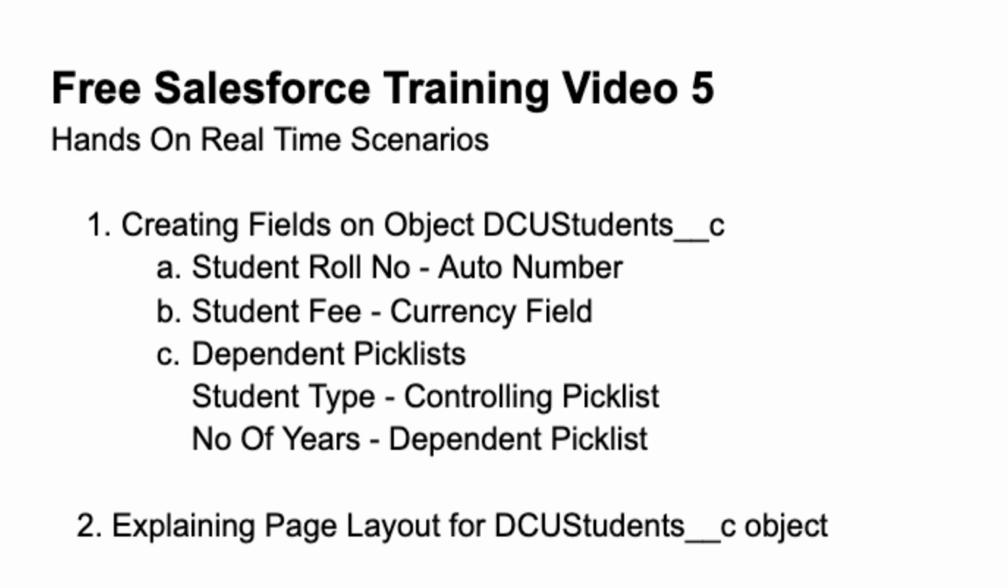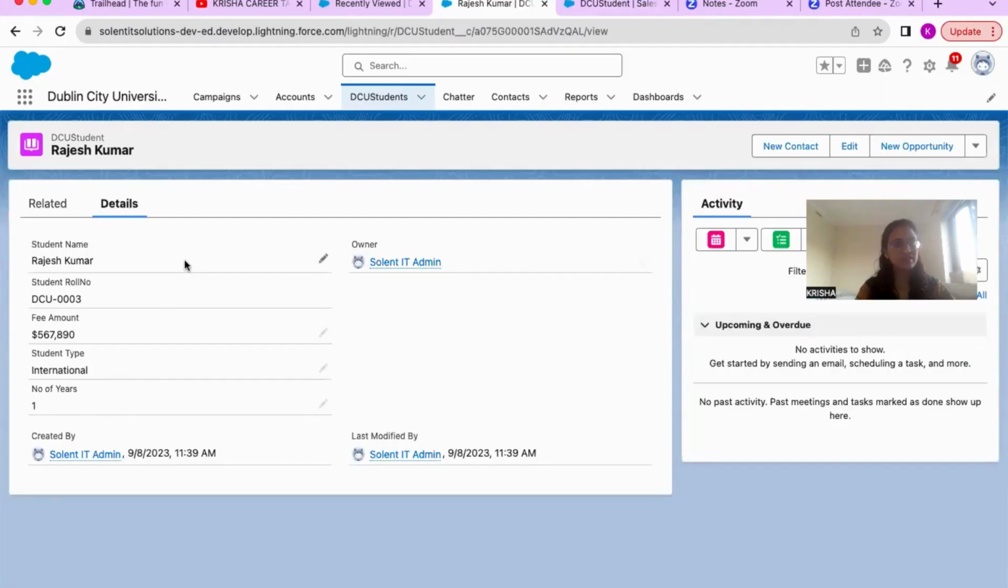So overall, what we have covered today is the requirements. Based on requirements, we have created so and so fields. We have added the Autonumber. We have created the Picklist. We have seen the dependency of Picklist, and we are left with the formula field. So that we'll see in the next class.